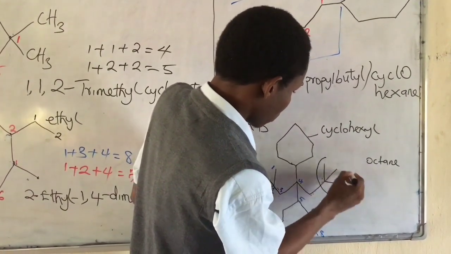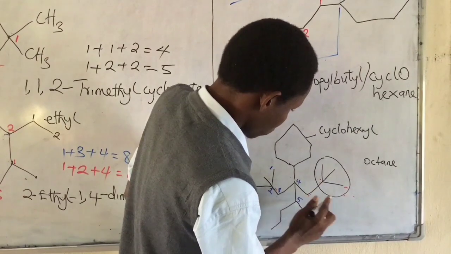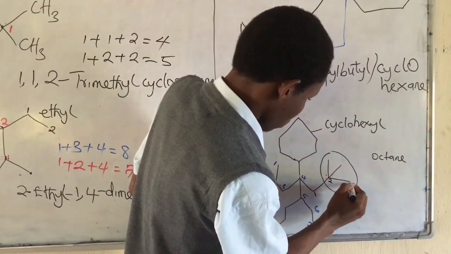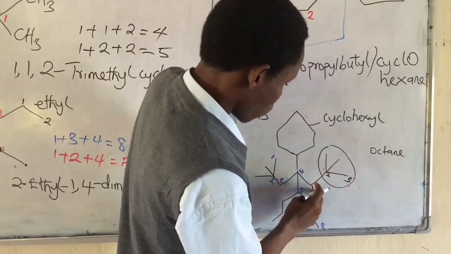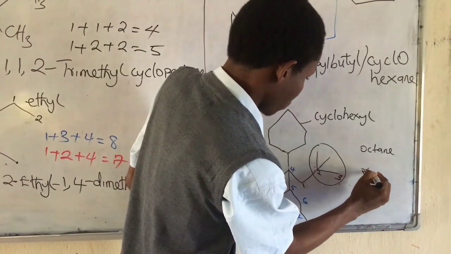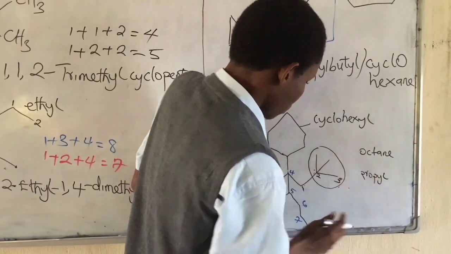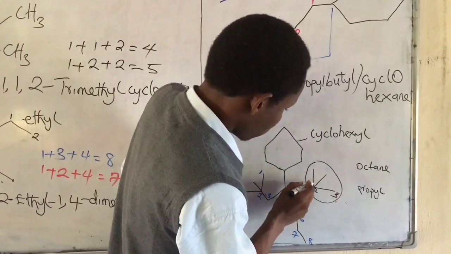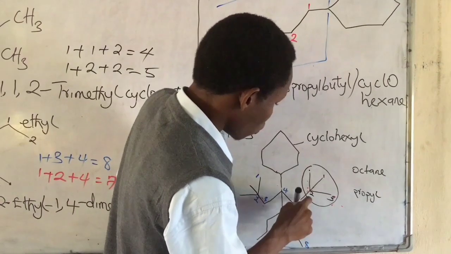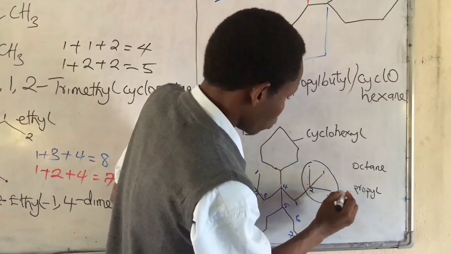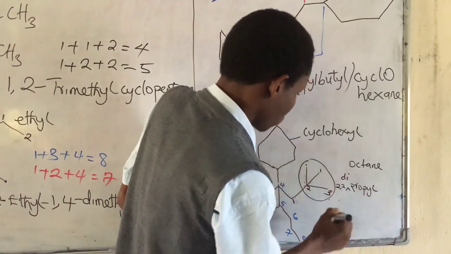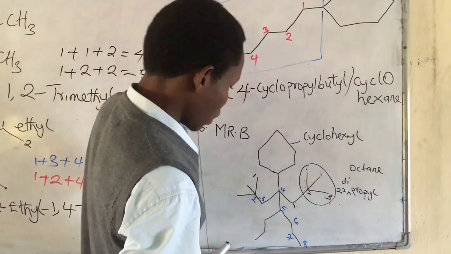This substituent here, let's count. This is 1, 2, and 3. 1, 2, 3 stands for propyl. And then on this propyl, we have 1 and 2. We have methyl here and methyl here. So we have 2 methyl on the second carbon of propyl. So this will be 2,2-dimethylpropyl. That's for this. We are looking at the substituents now.